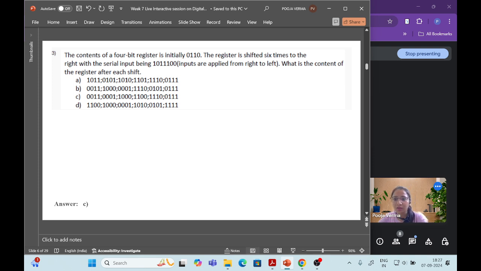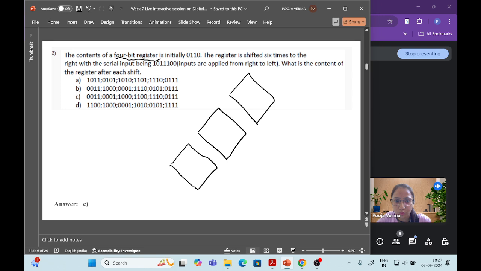So here it is given the content of a 4-bit register is initially 0 1 1 0. So first we need to make a 4-bit register. So we are taking the 4 D flip-flops.